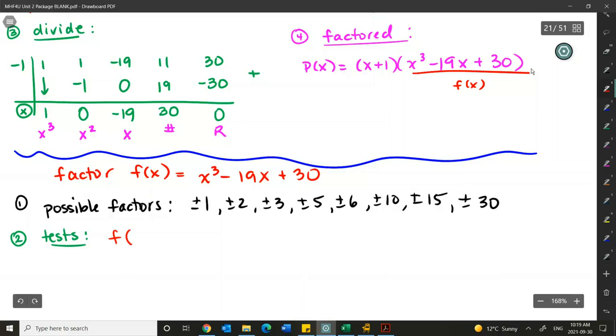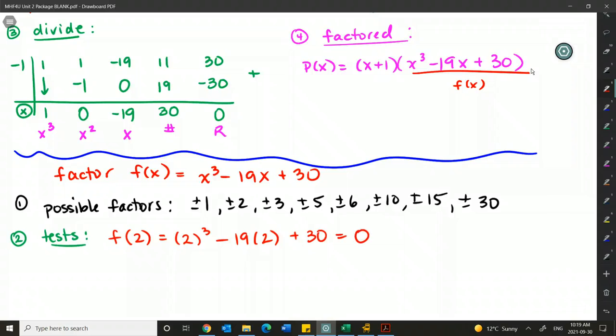Let's try 2, f at 2. Because we'll get 8 here, and then 19 times 2 is 38. So I'll get negative 38 plus 30. So I think that's going to do it for us. Okay, 1 and negative 1, you could probably just look at it and predict, like, oh, I don't think that's going to add to negative 30 together, right? So therefore, x minus 2 is a factor.